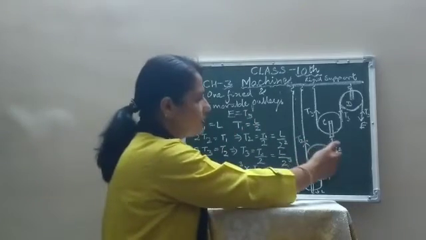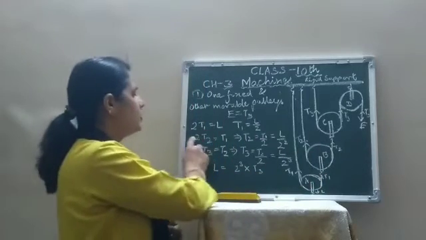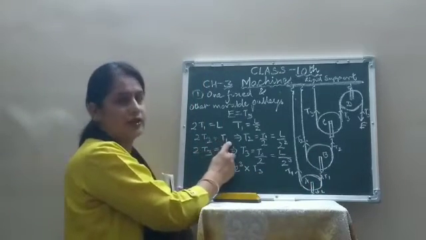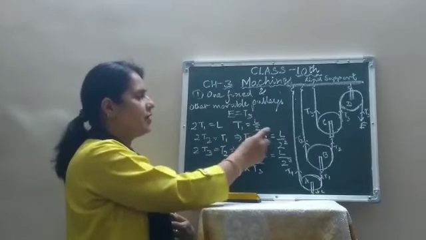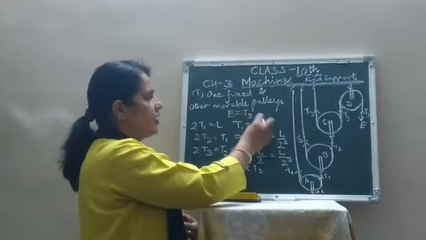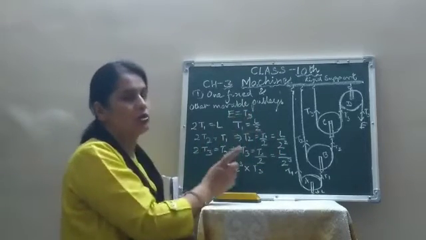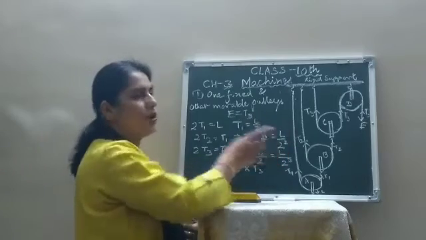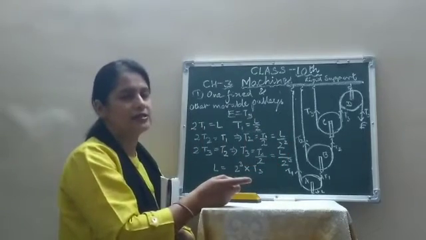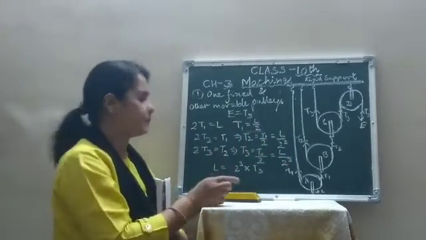Similarly, T2 plus T2 are balancing this tension T1. That means 2T2 equals T1. Therefore, T2 will be T1 upon 2. Here we put this value of T1, L upon 2, in this equation. So T2 is L upon 2 upon 2. So this becomes L upon 2 into 2, which we can write as 2 square. So this becomes L upon 2 square.